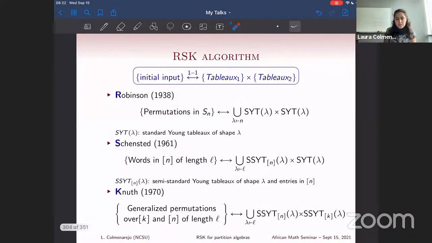And finally, Knuth, a few years later, said, well, we can actually completely generalize that by considering generalized permutations. I'm going to define those later when we do the example. But what I'm going to get in this case is semi-standard Young tableaux on both sides.